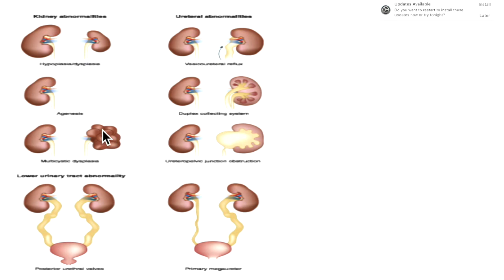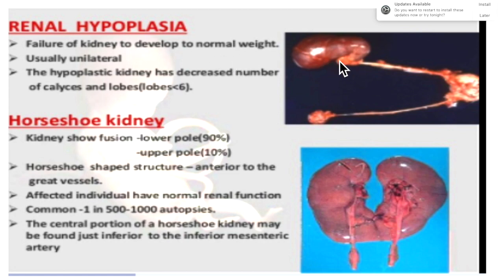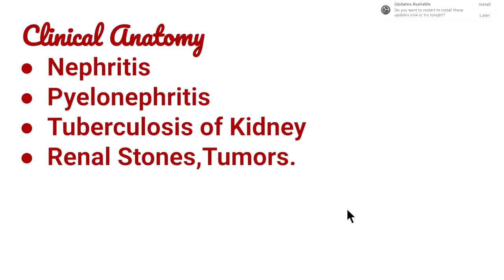This is the polycystic kidney condition. Here you can see the double ureters. This is one of the developmental anomalies known as renal hypoplasia. In this, there is a failure of development of one kidney to its normal weight. Usually it occurs unilaterally only. And this is the horseshoe-shaped kidney, as I already mentioned before.